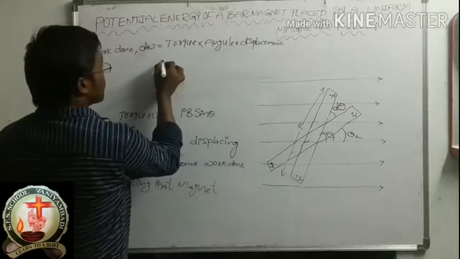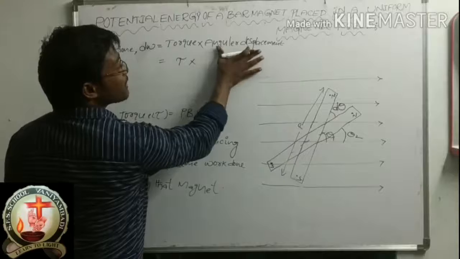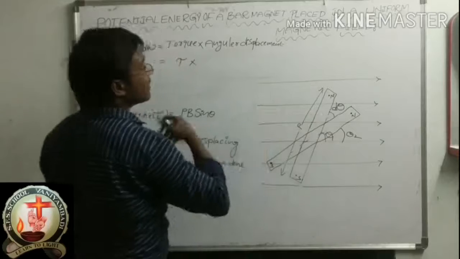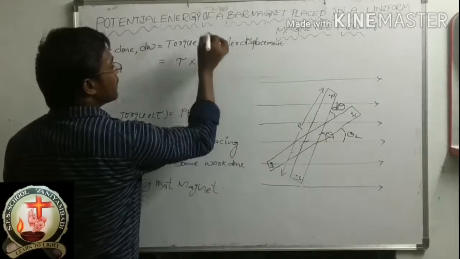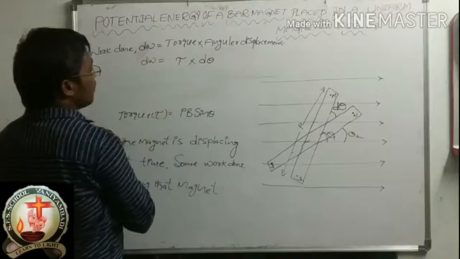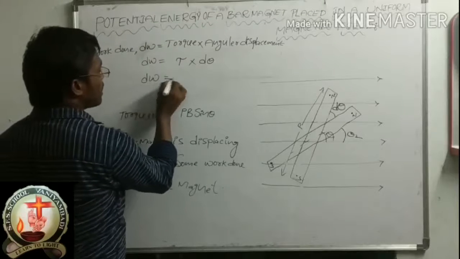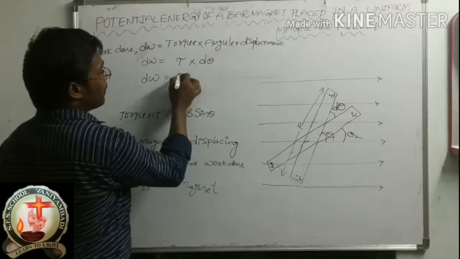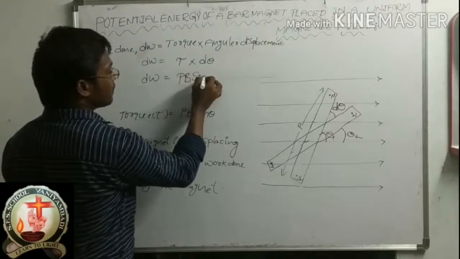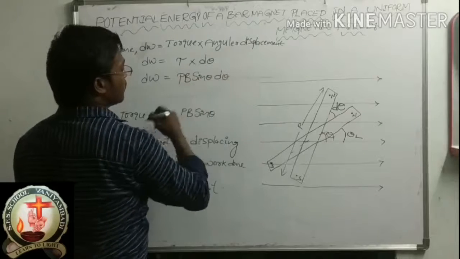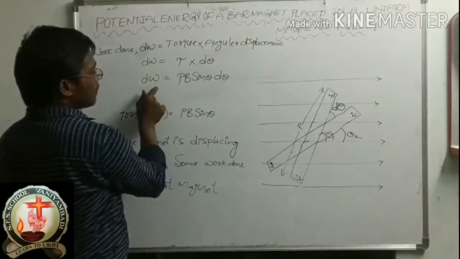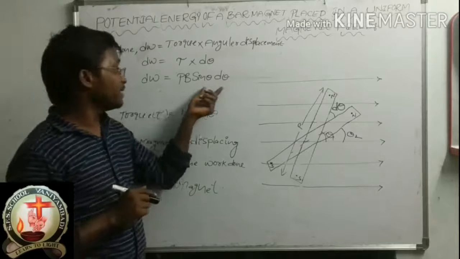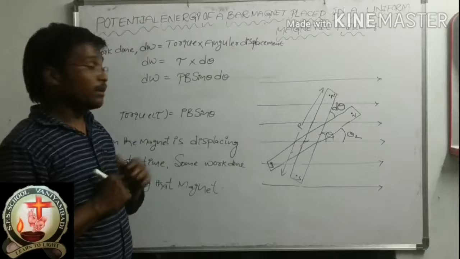Now here, torque means tau, and angular displacement means how much the magnet is displaced: d theta. So angular displacement is d theta. Please substitute the tau value. dW is equal to, you know this tau value, how much? Please substitute here: PB sin theta d theta. So now the dW expression is this one. dW is equal to PB sin theta d theta. This is the small work done.